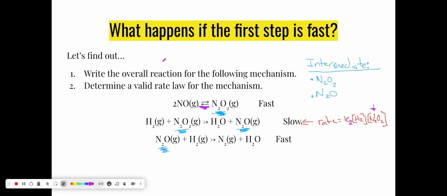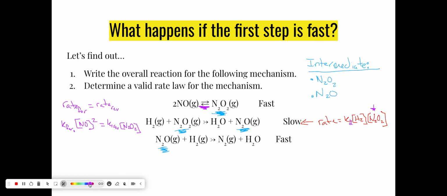I can set the forward rate equal to the rate of the reverse. So we'll say that the rate of the forward for our equilibrium step, or step 1, is equal to the rate of the reverse. Now, because of that, I can express two different rate laws, right? So I could say k1 of the forward times our concentration of NO squared is equal to k1 of the reverse times the concentration of N2O2.